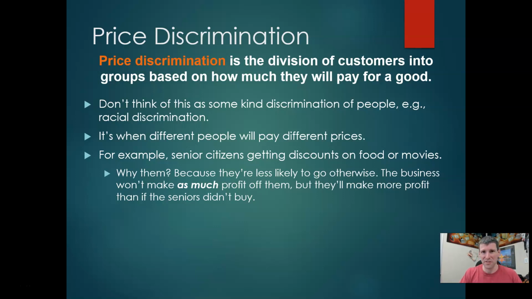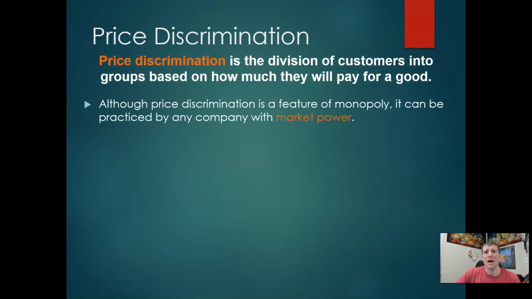They get extra butts in the seat, which means they make a little bit more money on the tickets. But even more crucially, they're going to spend money at the concessions, which is really where movie theaters make their money. All right. So, in order to do this, you have to have some sort of market power, right?